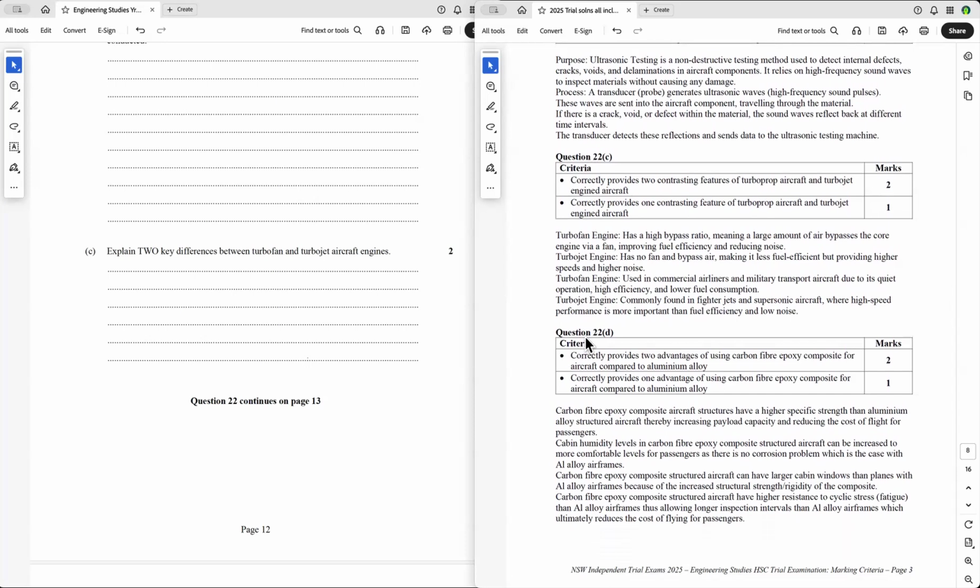Now, the major difference is that you've got a heavy duty power turbine, which drives a fan at the front, and the fan produces around about 80% of the thrust through the nacelle, whereas a turbojet has all of the air through the compressor, the combustion chambers, and the power turbine.